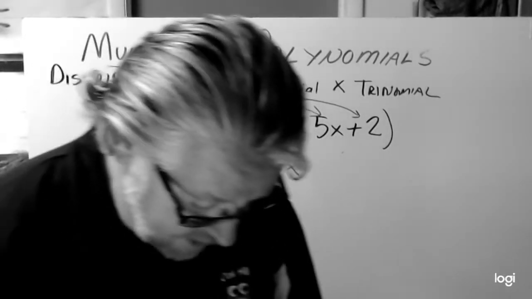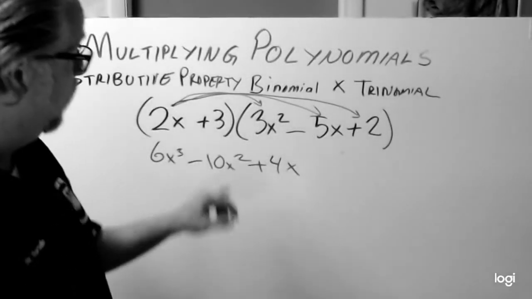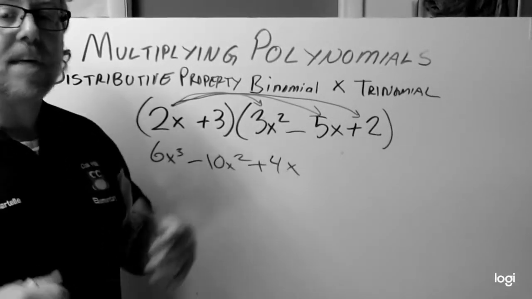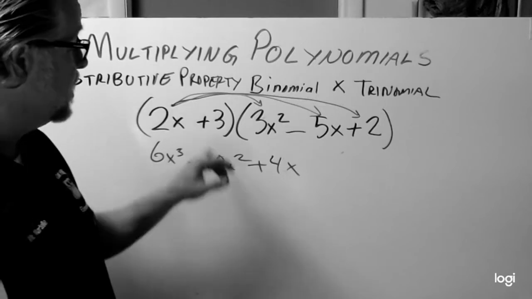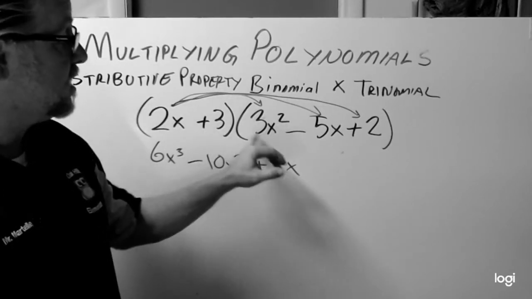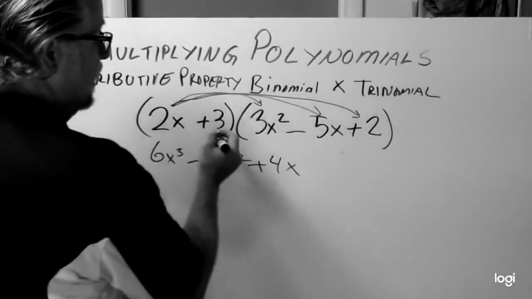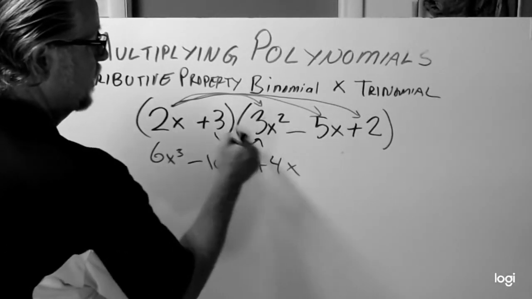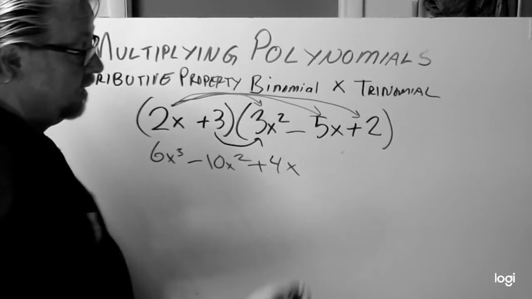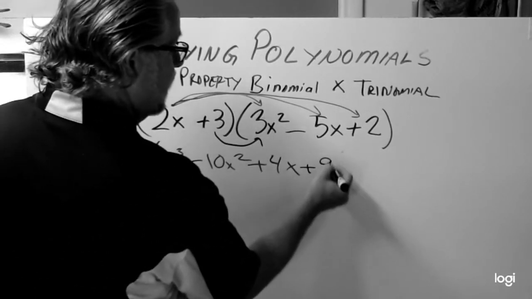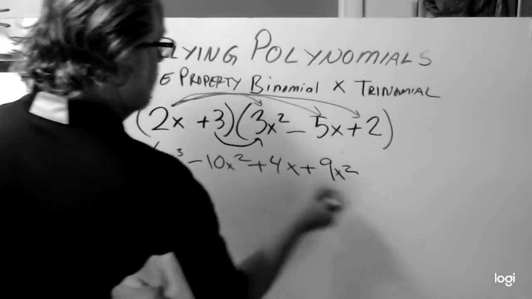Now we're going to do our second term. We're going to multiply our 3 by each term. Same thing applies. Pay attention to your signs. I've got a positive here, positive, negative, positive. So keep going. 3 distributed to your first term. 3 times 3, that's 9. So we have a positive 9x squared.